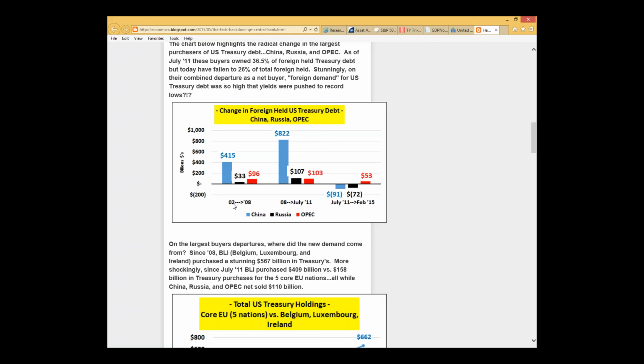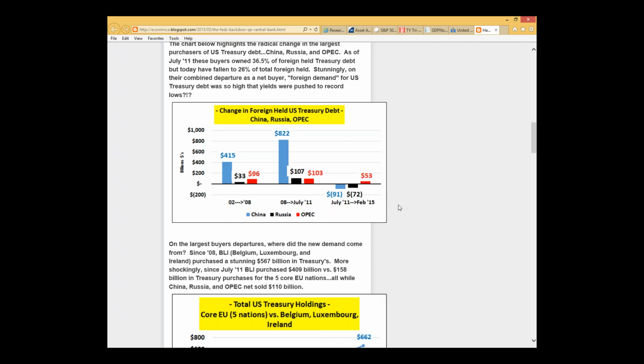In 2002 to 2008, China bought quite a bit of U.S. Treasuries, 415 billion. That actually increased from 2008 to July 2011 to 822 billion over that time period. And Russia was also buying U.S. Treasury debt, as well as the OPEC countries. Then we get to July 2011 through February 2015. Now we see actually a reduction in U.S. Treasury debt held by China and Russia. OPEC still had a positive addition to their U.S. Treasury debt, but it's at a lower rate than what we've seen in the past.